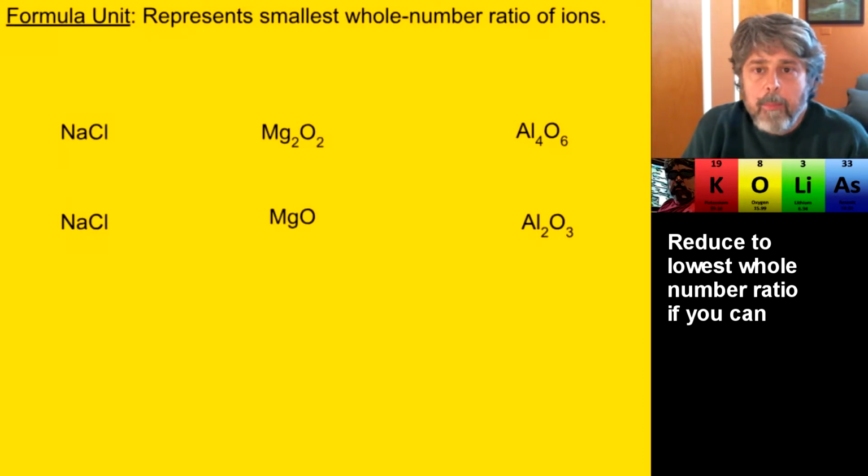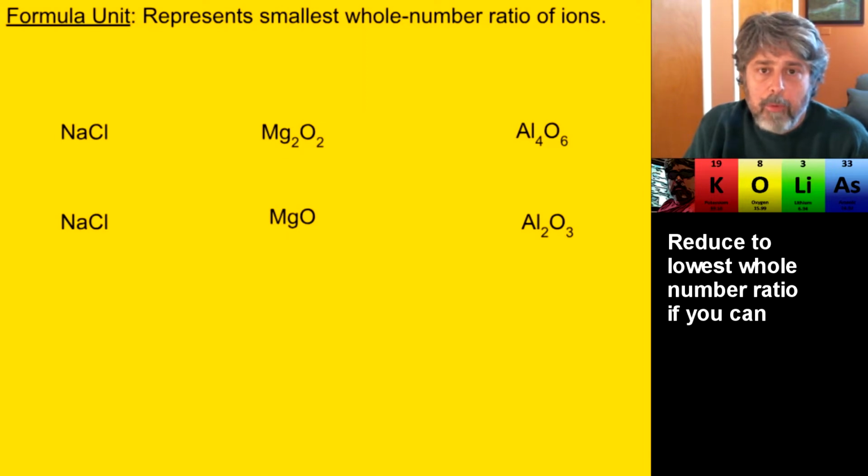Okay, so we have to remember that formula units represent the smallest whole number ratio of ions. Here we have some examples. NaCl, it's a 1-to-1 ratio, so the only way to write that is NaCl. There's no other way. Sometimes you may end up doing a dot structure and you're getting larger numbers, like Mg2O2. You could end up with something like that, but it needs to be reduced down to its lowest whole number ratio. What if you do a dot structure and you end up with Al4O6? That gets reduced down to Al2O3.